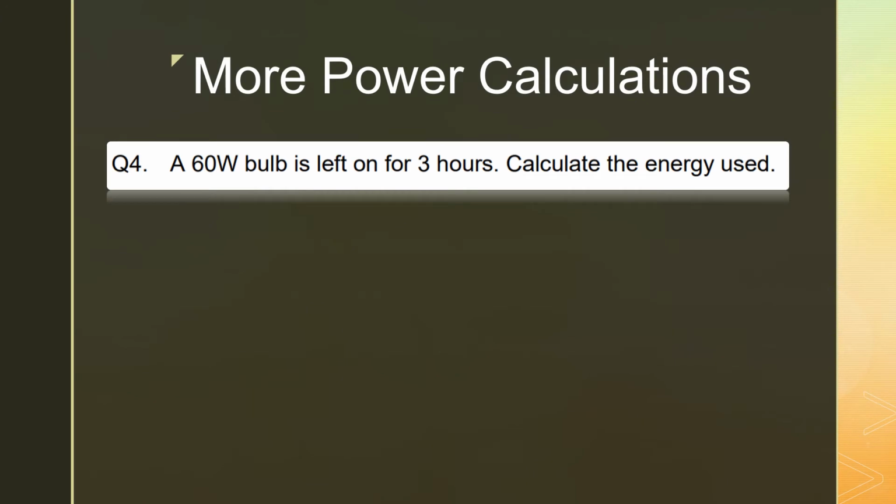Question number 4, a 60 watt bulb is left on for 3 hours. Calculate the energy used. Again, P is equal to E over T. Rearrange to E is equal to PT. And the power is 60. Now this time we need to convert from hours into seconds. So we multiply by 60 to convert it into minutes, and then times it by 60 again to get it into seconds.